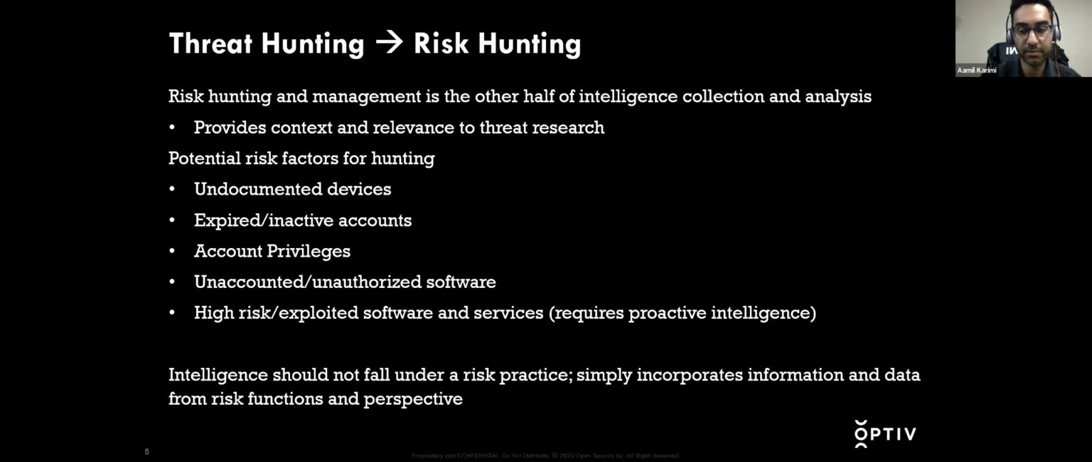So intelligence does stay under more of a threat or research function and not just risk. And most people, when they think of risk, they think of BCP, DLP, things like that. So intelligence should be a separate function from your traditional risk group or risk department.